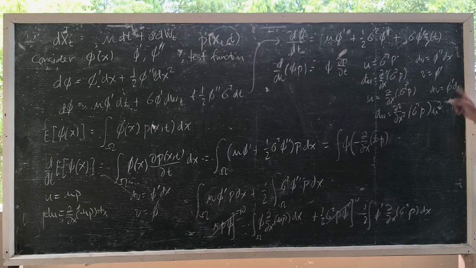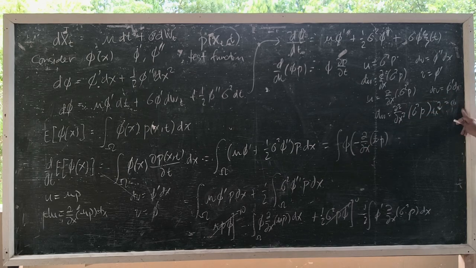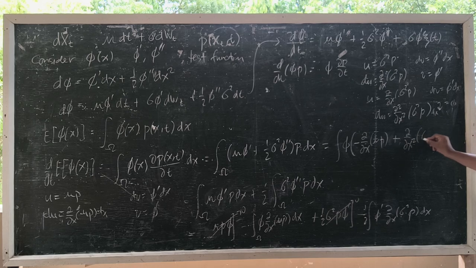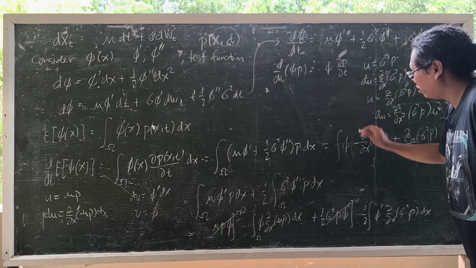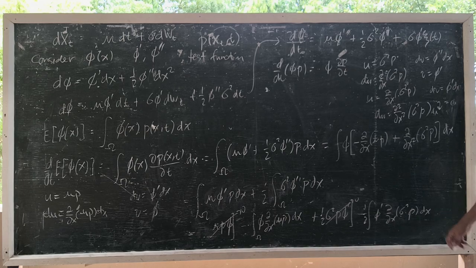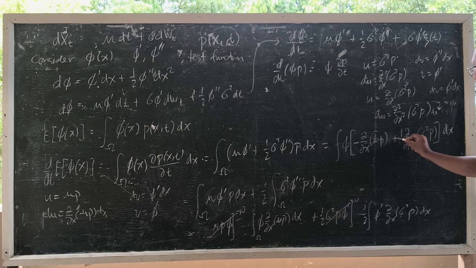So you have now the integral, and that's why I factor out the phi here, plus partial over partial x squared of sigma squared p dx, with the 1/2.